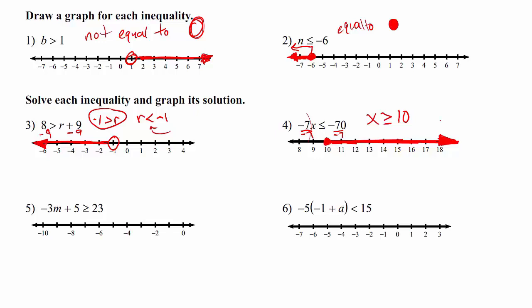On 5 and 6, there's a couple more steps to this process. Like on 5, just like in an equation where we have something right next to our variable and then something added or subtracted, we have to take care of what's out here being added or subtracted first before we do the division. So it's like opposite of the order of operations we use when there's not a variable around for an equation. So we're going to subtract 5, which gives us -3m is greater than or equal to 18. And then we'll divide by -3.